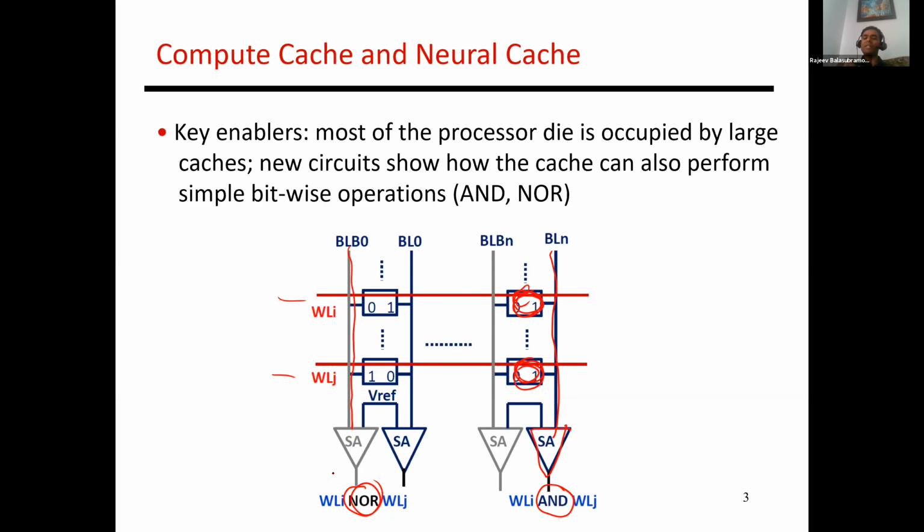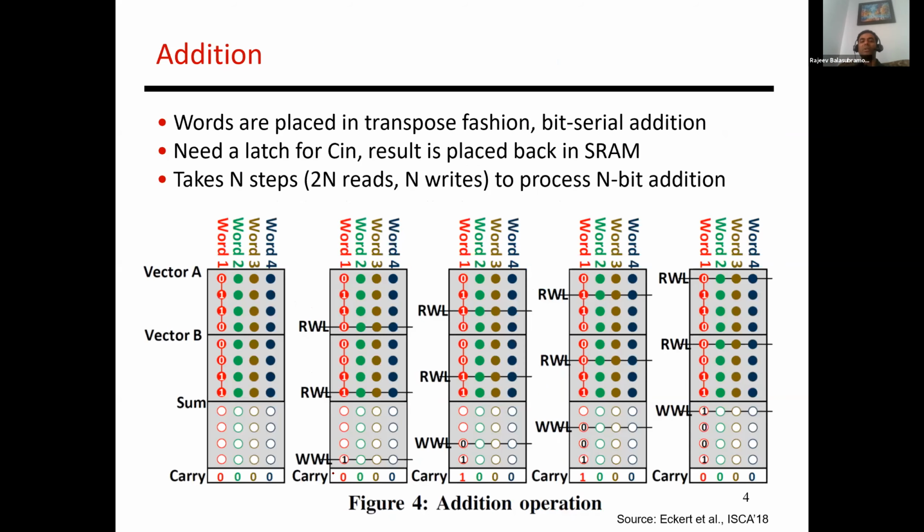Okay, so with that basic circuit in place, what can we do, right? So essentially, you can do add and multiply and other operations, all building off of the AND and the NOR circuits. Okay, so here's how they propose to do addition in this case, right? If you see in this example, there are many different words, words 1, 2, 3, and 4, and they're organized in what is referred to as a bit serial format, right? So essentially, the first bit of word 1 is placed over here.